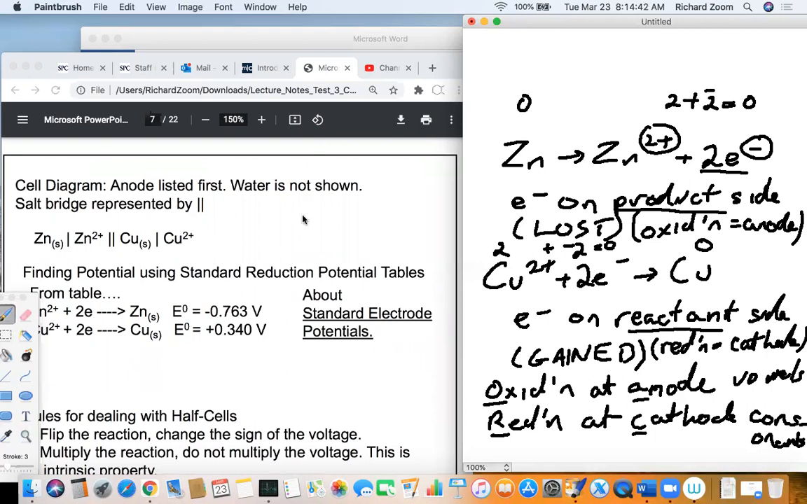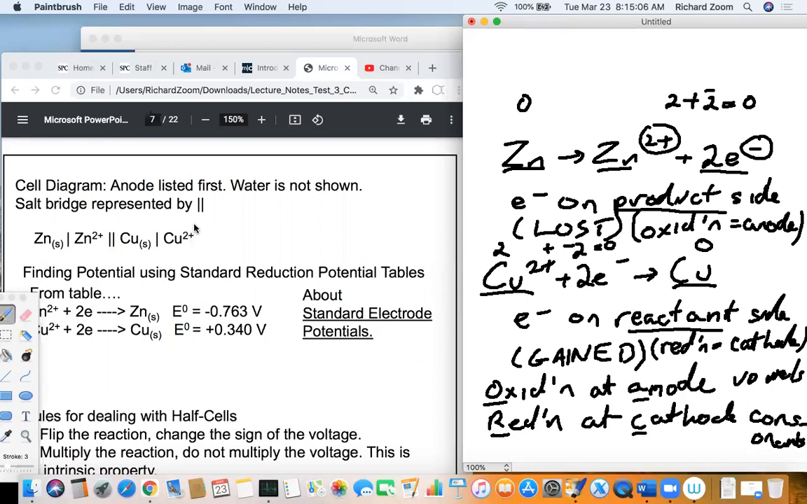So in the cell diagram, we don't list water, we don't list the electrons or anything else. All we list are the things that are actually involved in the reaction. So the zinc and the zinc 2+, and then we have the salt bridge, the double line, going on the other side. We're going to have copper 2+ and copper, and that's all we list.